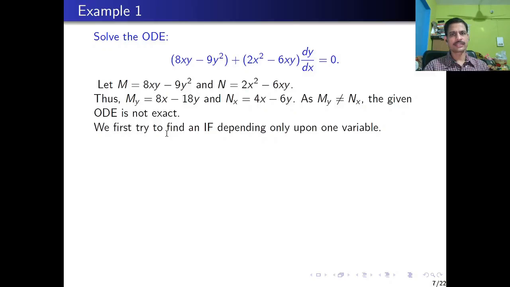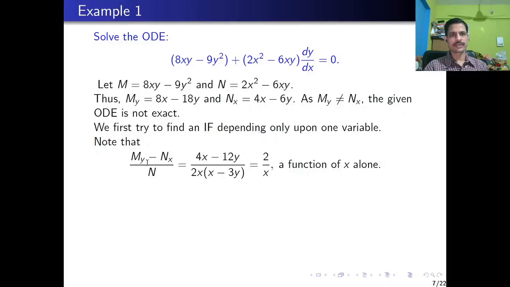So we'll try this method which we have discussed in the previous slide, namely the integrating factor depending only on one variable. In that case, we have to check what is (my minus nx) divided by n. When you compute that, we get (4x minus 12y) divided by 2x(x minus 3y). Here we have put the values of my minus nx and n, and you see there is cancellation happening and you get 2 by x. So we see that this term is a function of x alone.